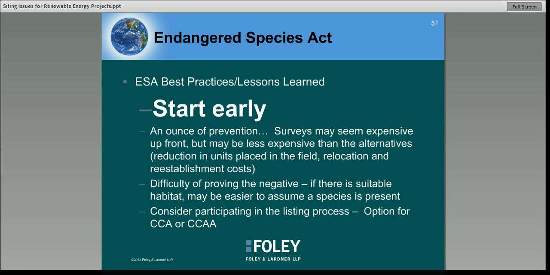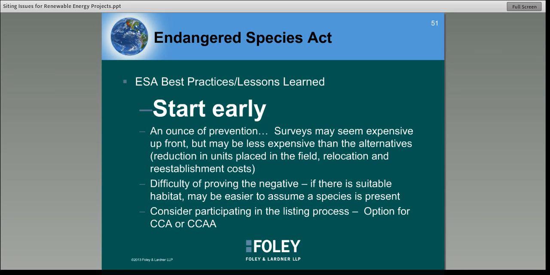Again, something to think about is the difficulty of proving the negative. So if there is suitable habitat, it may be easier to assume a species is present. If you want to just keep moving things along, then maybe it makes sense to just assume that a species is present and go through the consultation process or begin the process under Section 10, rather than spending several years trying to prove the negative that a species is not there.